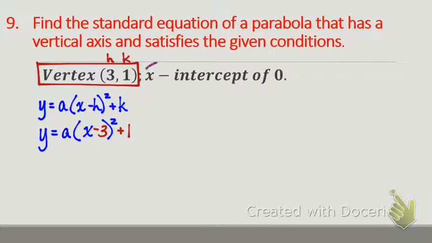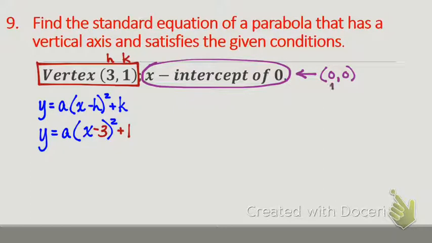They told me that the x-intercept is 0. That's the same thing as telling me an ordered pair, right? What would that ordered pair be? 0, 0. So this is what I'm going to put in for x and for y to figure out a. So I would have 0 equals a times 0 minus 3 squared plus 1.